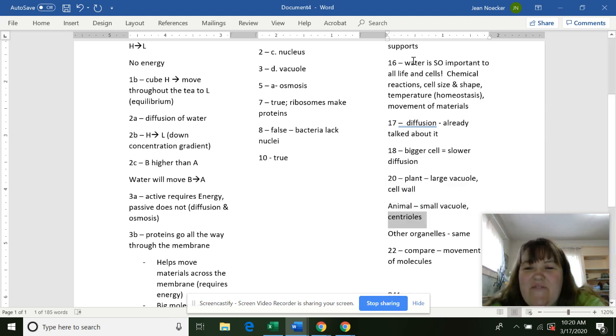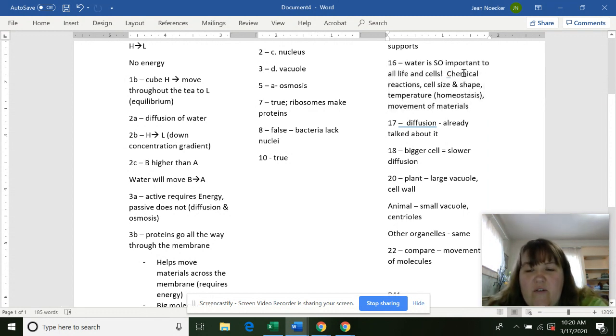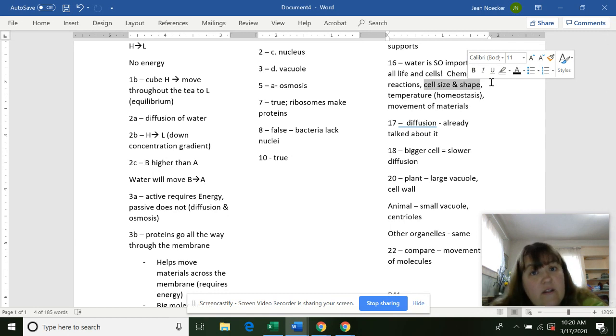All right, guys, the last video stopped on number 16. Number 16 was, why is water important in the cell? We talked about chemical reactions. I think it shut off sometime during cell shape. We saw this when we looked at the pictures of the cells and the red blood cells on the little flip book we did.